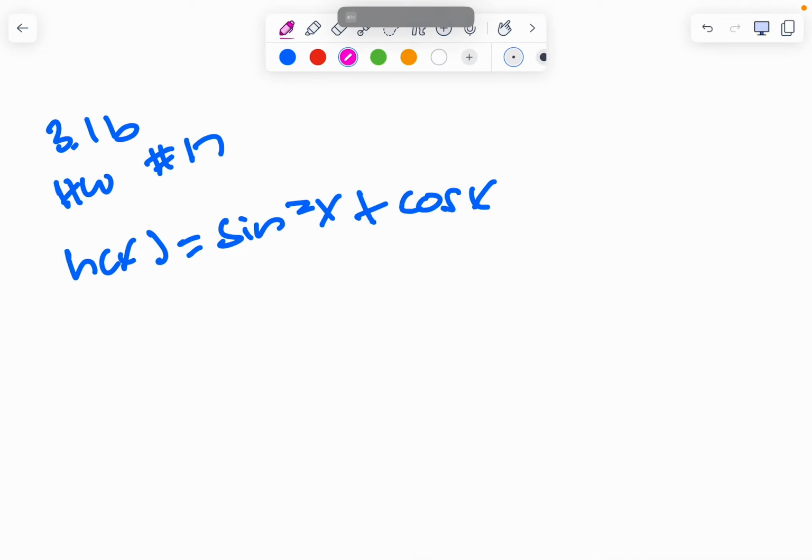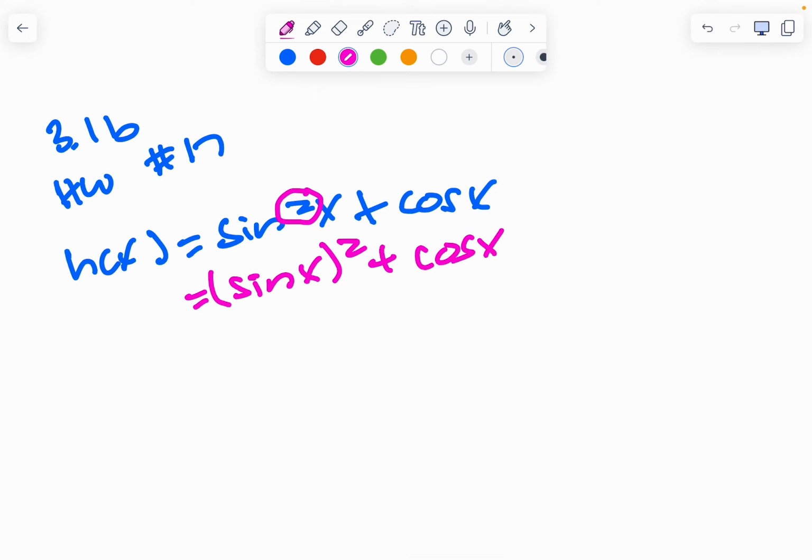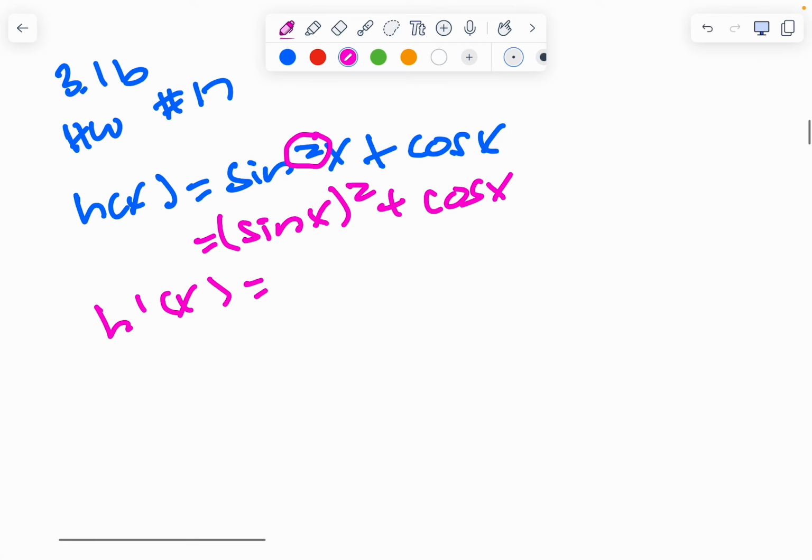So when I have this right here, it is sine of x all squared, correct? Plus cosine of x. Now we can derive using chain rule for the first one. So what comes to the front? 2, and you keep the sine of x. And then you derive the sine of x, which is cosine of x. And then the derivative of the cosine is not positive, but negative sine.